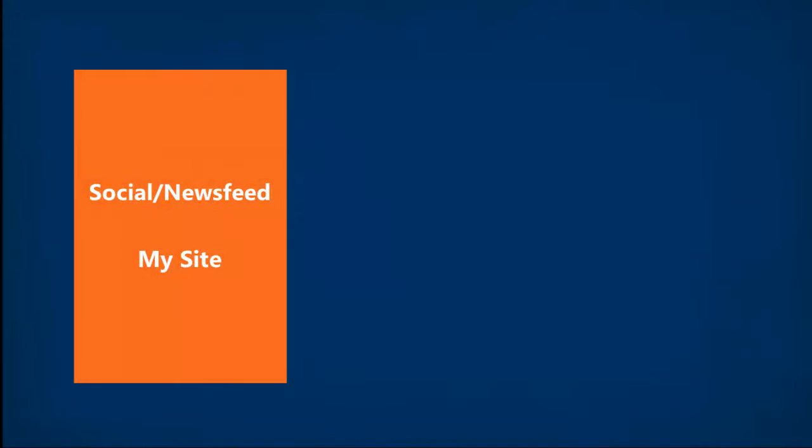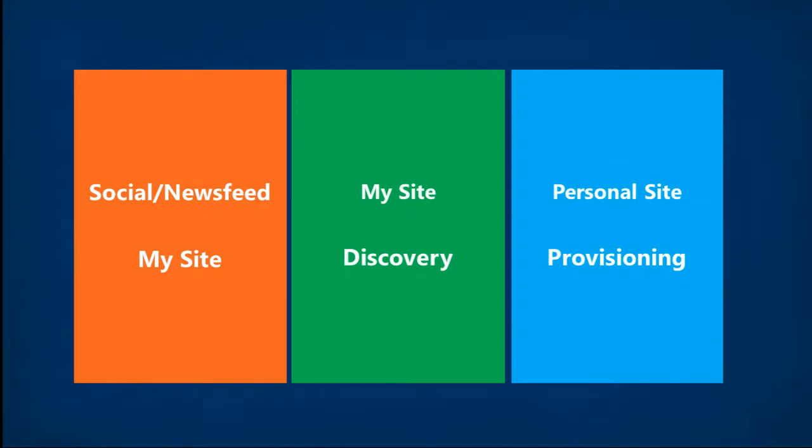From an architecture perspective, we made a whole bunch of changes pretty much across the board. So just to call out some of the specifics on what I plan to cover in this session, I'll start off with talking about some of the interdependencies between the social set of features and my site in general. And for this, for the most part, I'll stay at a conceptual level. After that, we'll look at two key areas concerning my sites, my site discovery and my site provisioning. And when I talk about my site provisioning, I'm really referring to personal site provisioning, which is at a user level. So if a user has the relevant permissions, then the user can get a personal site.